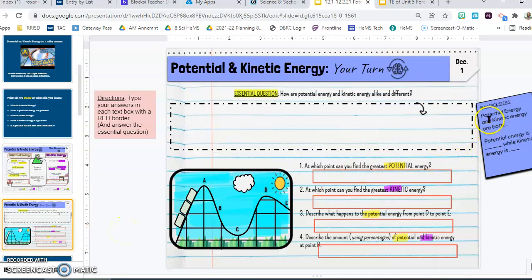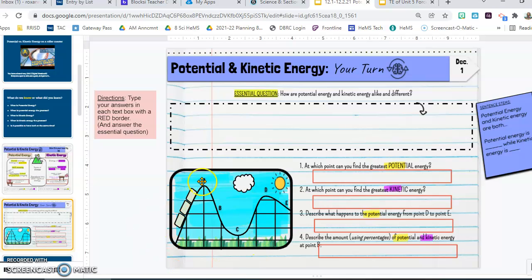So right here, you're going to use the sentence stems and you're going to answer this. How are potential energy and kinetic energy different and alike? Well, kinetic and potential energy are both alike because they're energy. Potential energy is energy of standing still or stationary, while kinetic energy is energy of motion.